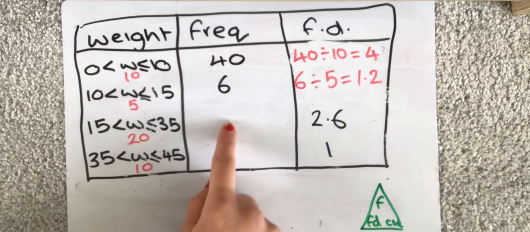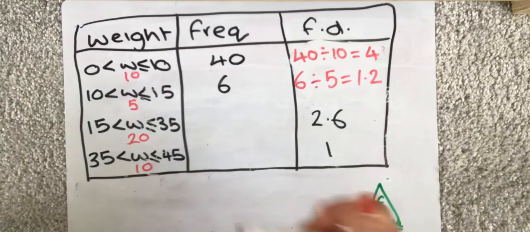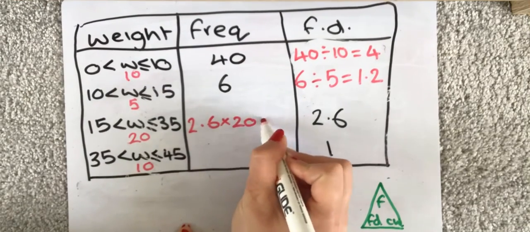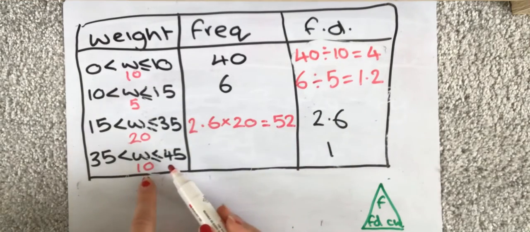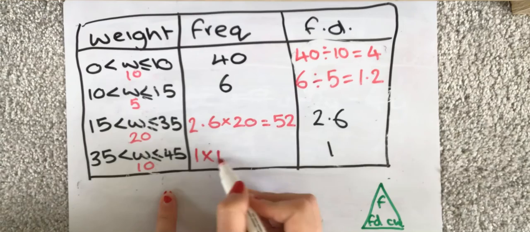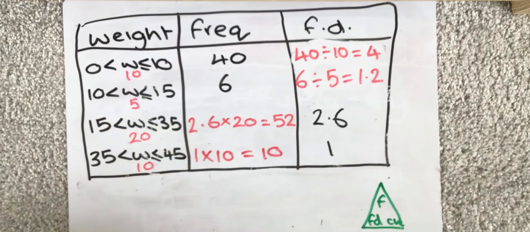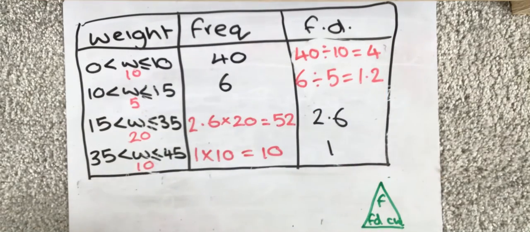Then if I want to work back to my frequency, okay, I'm doing my class width times my frequency density. So I'm going to do 2.6 times by 20, which is going to give me 52. And then I'm going to do 1 times 10. Again, doing frequency density times class width to get 10. And I have now got a completed table. I know all my frequencies, I know all my frequency densities.